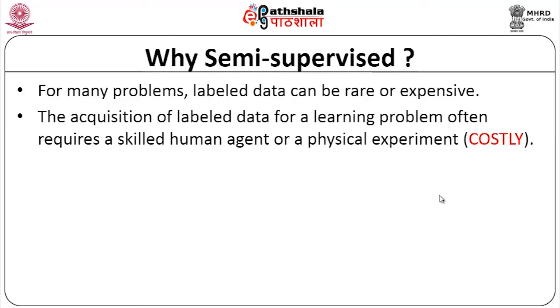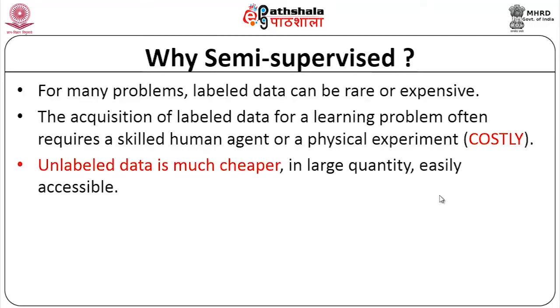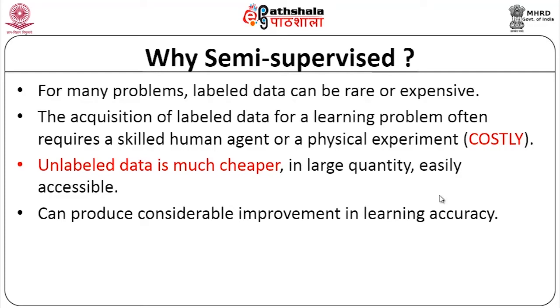An example of this is, suppose I want to do POS tagging, part of speech tagging, of the words of a document. Then I should have a linguistic expert who sits and tags those for me, and I should have a huge amount of such data in order for a supervised algorithm to act on the statistics of the data, or I need to do some physical experiment which turns out to be costly. Unlabeled data is much cheaper because it exists in large quantity. Finding a large corpus of text is not a problem, labeling it is the problem. So, this unlabeled data is easily accessible, and by using a combination of this, we can produce considerable improvement in the learning accuracy.